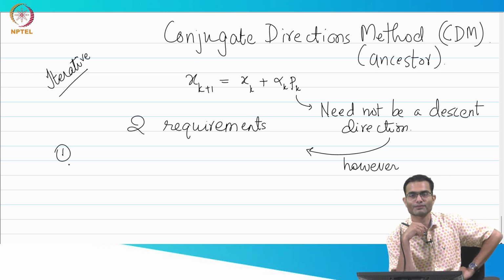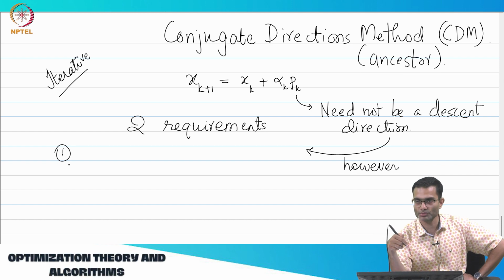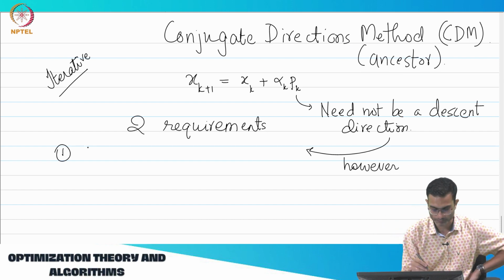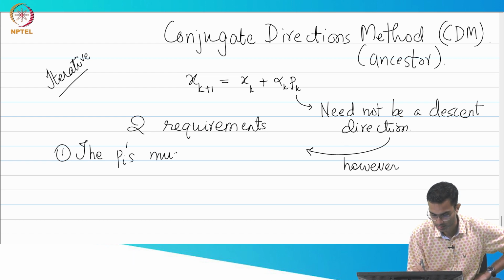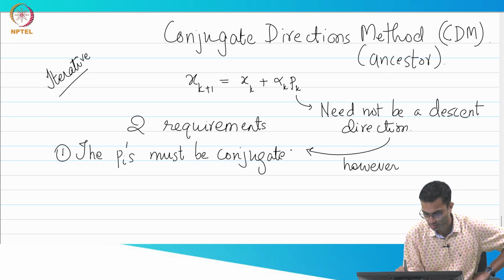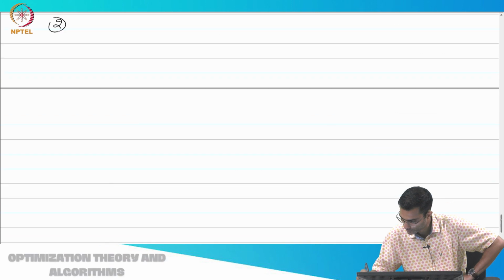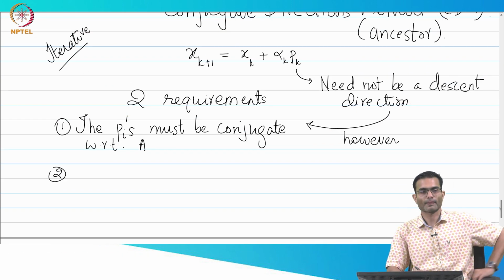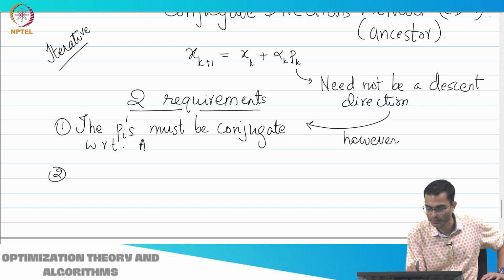No points for guessing the first requirement. What is it? The p's that I choose should be conjugate with respect to A. The p_i's must be conjugate with respect to A.